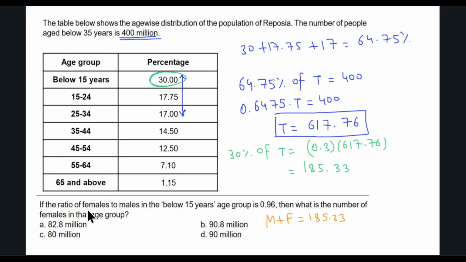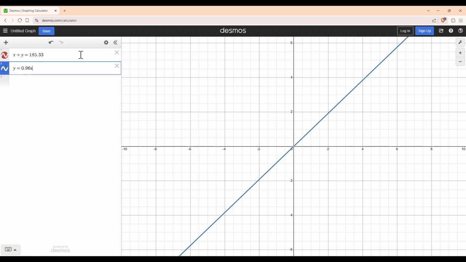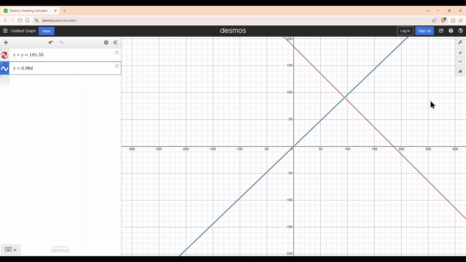Now we know that the male plus female in this age group is 185.33 million, and it's given that the female to male ratio F over M is 0.96, which definitely means that F is equal to 0.96 M. All you have to do is solve these two equations manually, otherwise just type this in Desmos. I'm going to use Desmos. I know that male plus female is x plus y. Remember, we need to find y here, the number of females, is equal to 185.33. And it's also given that y, the number of females, is equal to 0.96 of x. So their point of intersection will give me the answer.